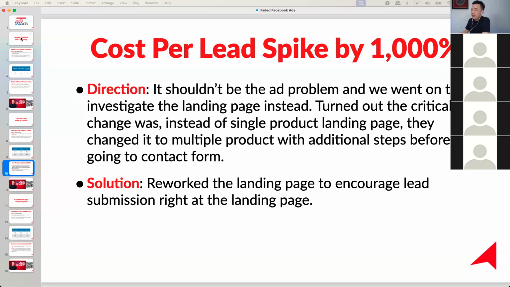So for this case, they changed to multiple products and there are multiple steps that need to go down the road to actually make an inquiry. That's the reason why the inquiry dropped significantly for this case.